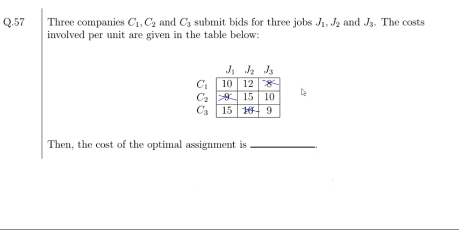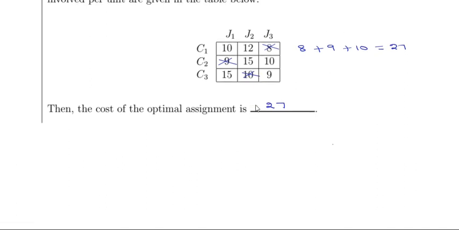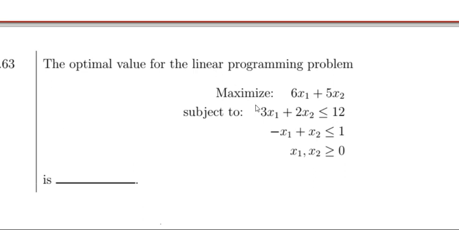Here the cost is 8, and here the cost is 9, and here the cost is 10. Therefore the answer is 8 plus 9, 17, plus 10, 27. So this is the answer. This is done based on the row minimum concept. So let us see the other problems.